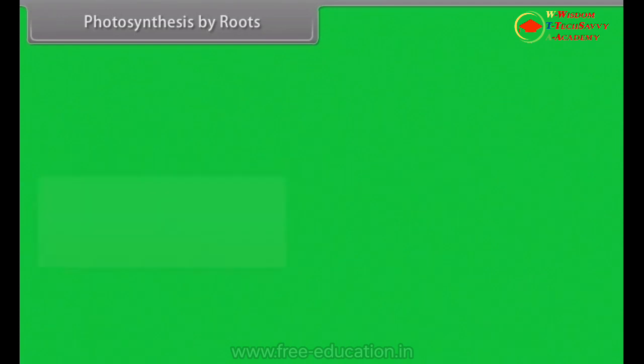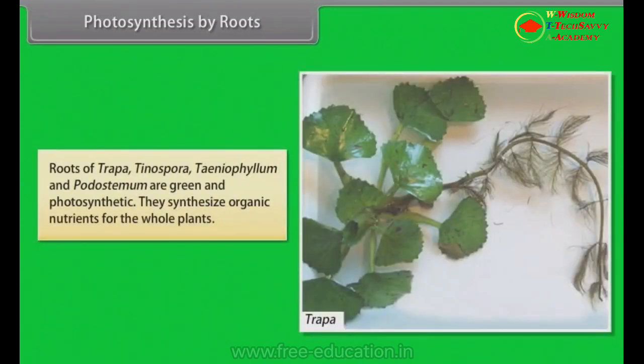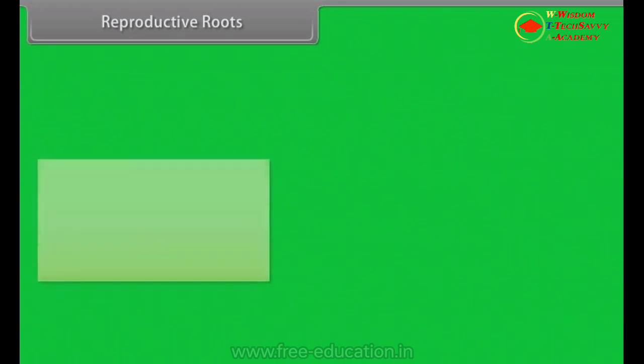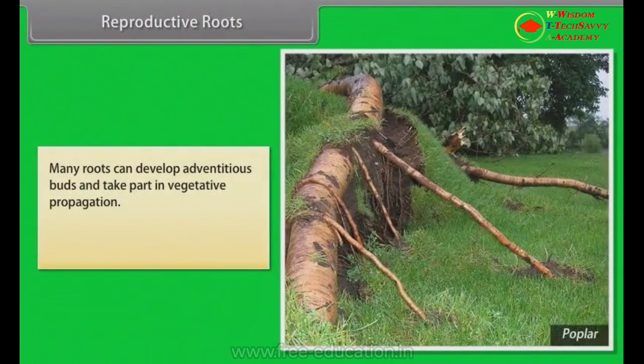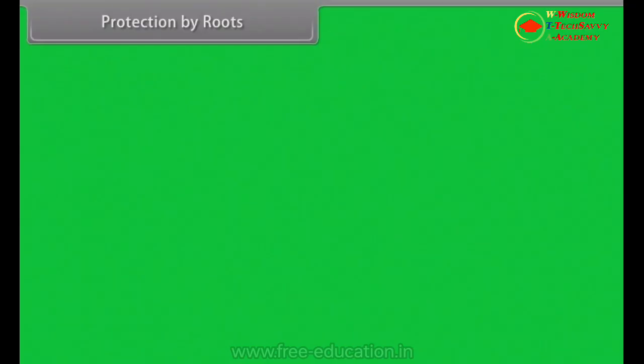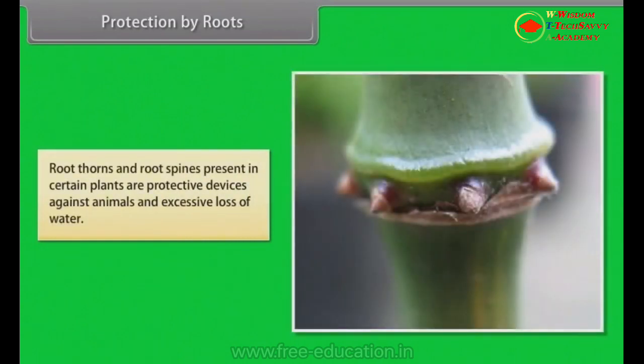Photosynthesis by roots: roots of Trapa, Tinospora, Taeniophyllum and Podostemon are green and photosynthetic. They synthesize organic nutrients for the whole plants. Reproductive roots: many roots can develop adventitious buds and take part in vegetative propagation. Example: poplar, Dalbergia, dahlia, sweet potato. Protection by roots: root thorns and root spines present in certain plants are protective devices against animals and excessive loss of water.